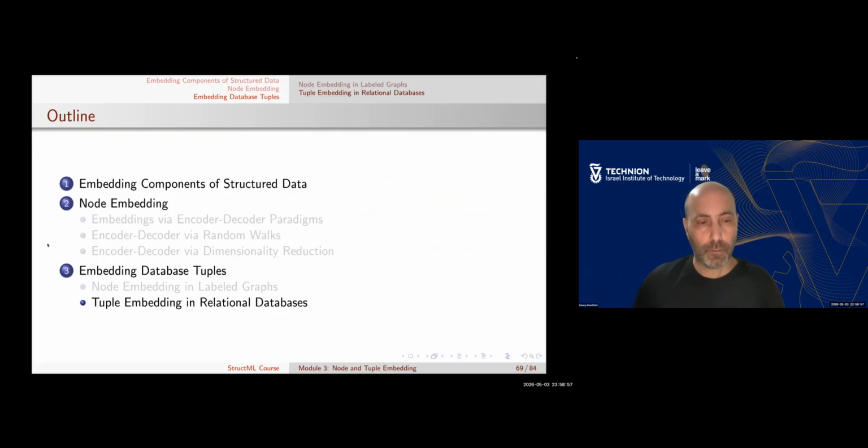Okay, so next we talk about embeddings that are specialized to relational databases and use the attributes of these databases.